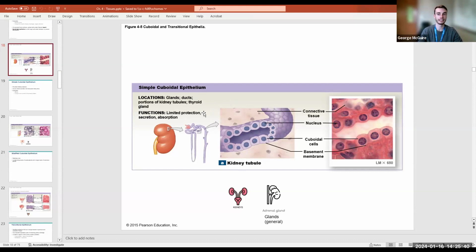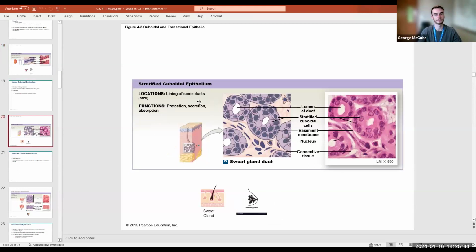and the thyroid gland. And then we have stratified cuboidal epithelium, which is rarer, typically only a couple or a few layers of those cuboidal shaped cells. And these are really only found in some of the larger glands, like our sweat glands and mammary glands. And this might be a good time to introduce a new term as well.